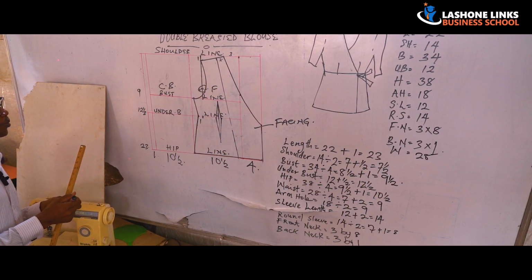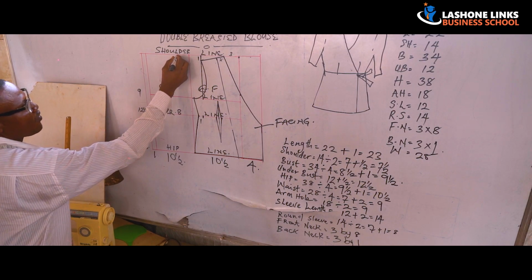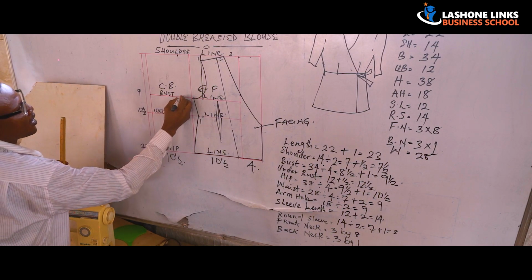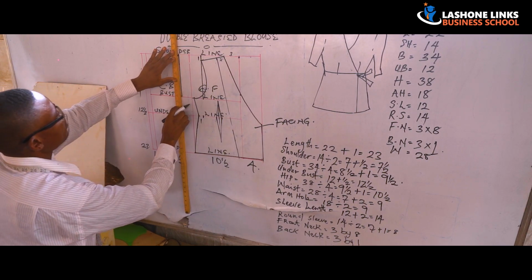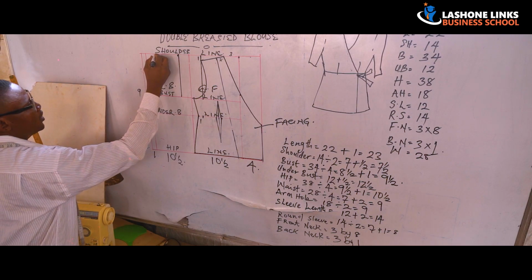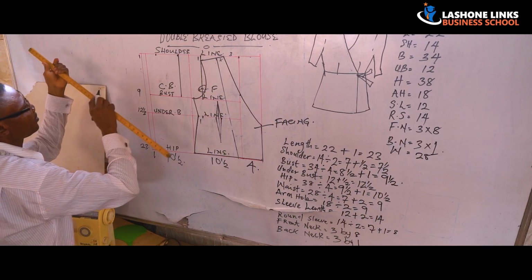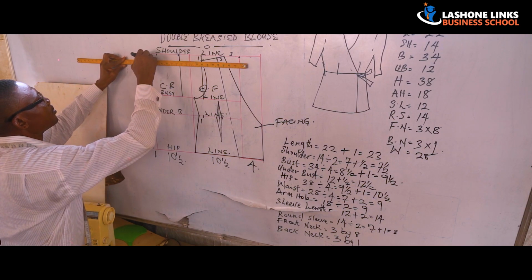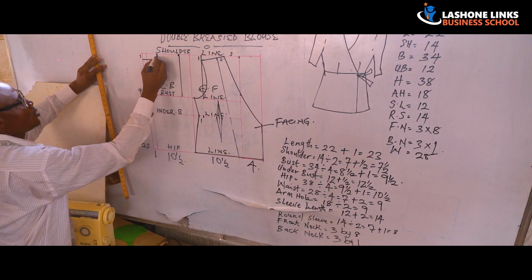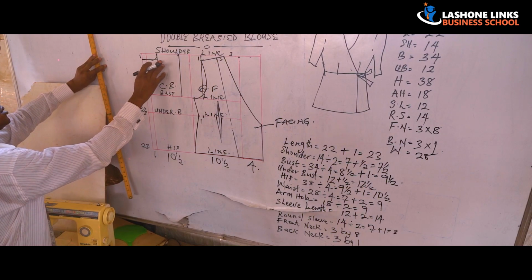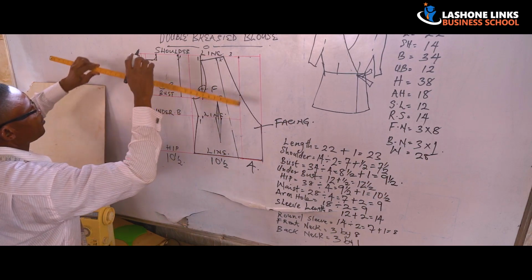The same way you measure it, you also measure 7.5 at the shoulder, 7.5 here. You join the line together. You come here and measure 3. That is your neck. 3 by what? 1 by 1. So you join your back neck and let it be round. You come down here by 1.